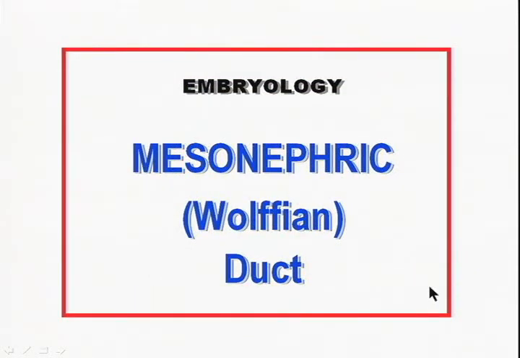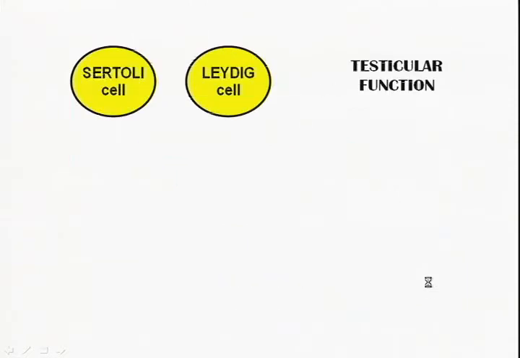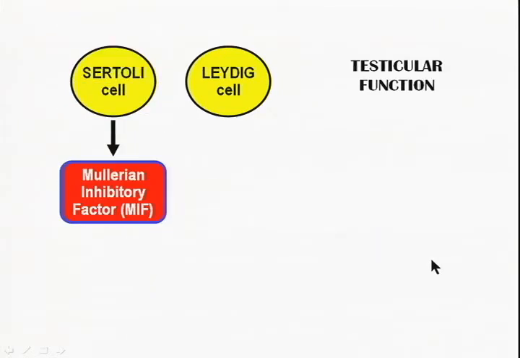This is in your notes, looking at the Wolffian duct. In the testes, we have the Sertoli and the Leydig cells. The Sertoli cells produce Müllerian inhibitory factor, which causes involution of the Müllerian development. And so you have no uterus, no ovaries, no cervix.